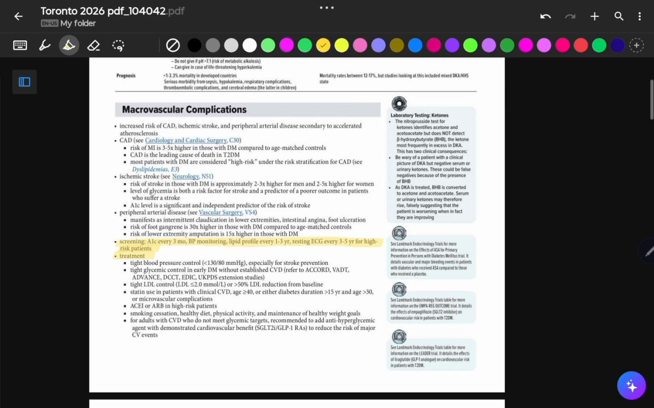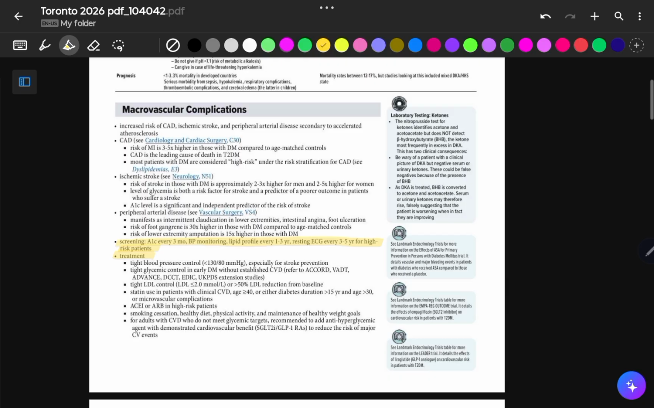Statins are used in patients with clinical coronary vascular disease, patients over age 40, or diabetes duration of more than 15 years and age more than 30, or macrovascular complications. So when do you use a statin? Number 1, when a patient has clinical signs of coronary vascular disease. Number 2, the age is over 40. Number 3, they are over 30 years and they have had diabetes for more than 15 years. Or if they have any microvascular complication, then you need to start them on a statin.